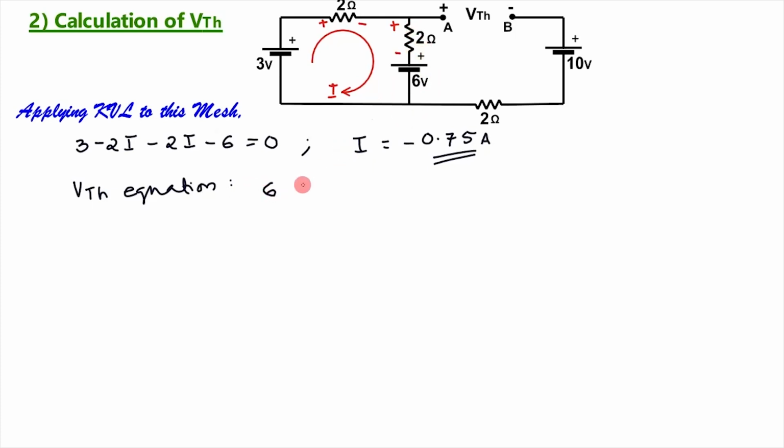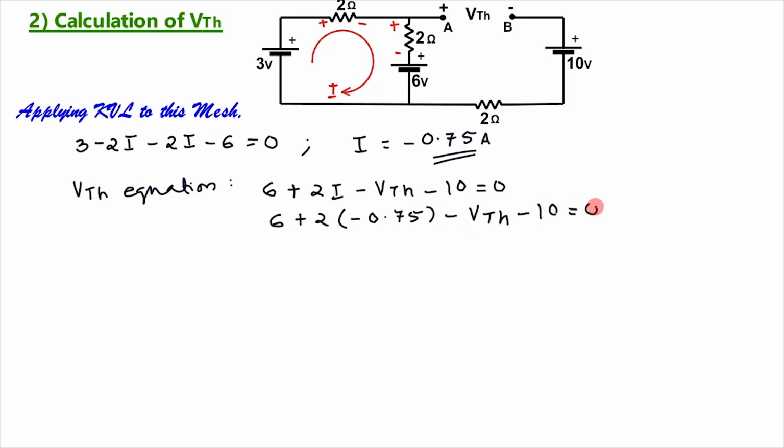Then writing the VTH equation here, it is rise in potential, so 6, then minus to plus, so plus 2 into current I, then here plus to minus, so fall in potential minus VTH, then again fall in potential minus 10 equal to 0. As the load is open, no current is flowing in this way, so we need not consider this 2 ohm resistance. We know that I is equal to minus 0.75. We can substitute the value of I here. So the equation becomes 6 plus 2 into minus 0.75 minus VTH minus 10 is equal to 0. Solving this equation, we will get VTH is equal to minus 5.5 volt.